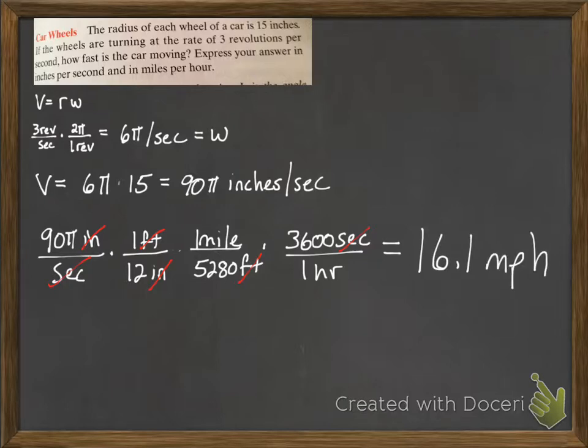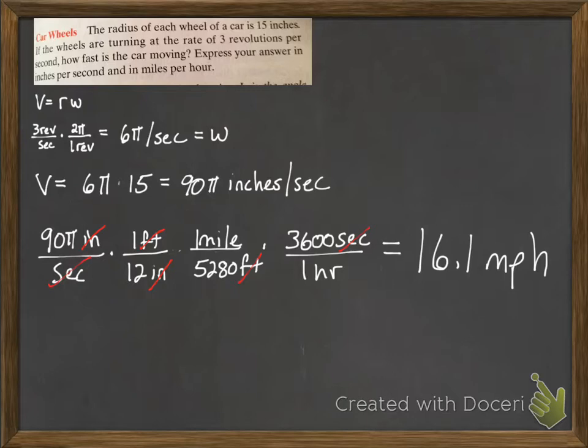Right, so going around every 3 seconds on that tire that has a 30-inch diameter, you'll be going 16.1 miles per hour. So the question you might ask, if I'm going 65 miles per hour, how many revolutions is it going through?